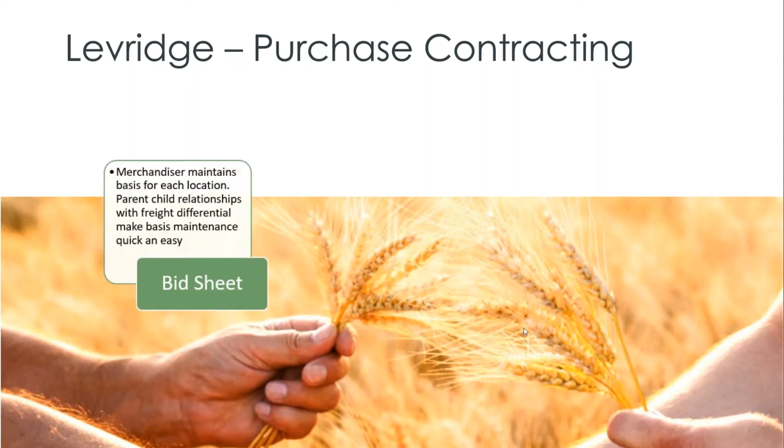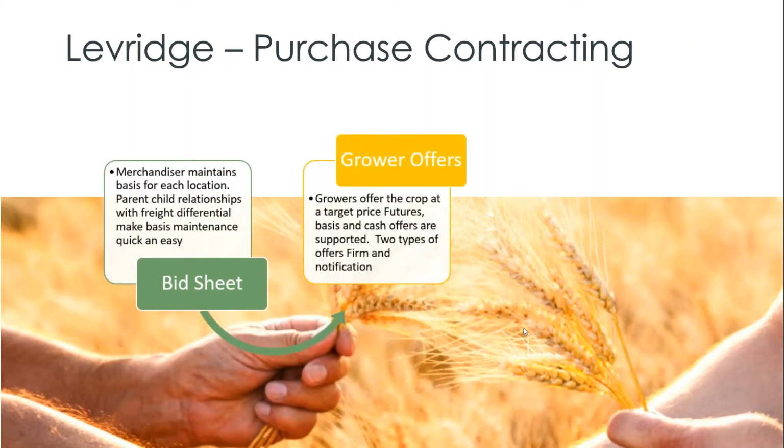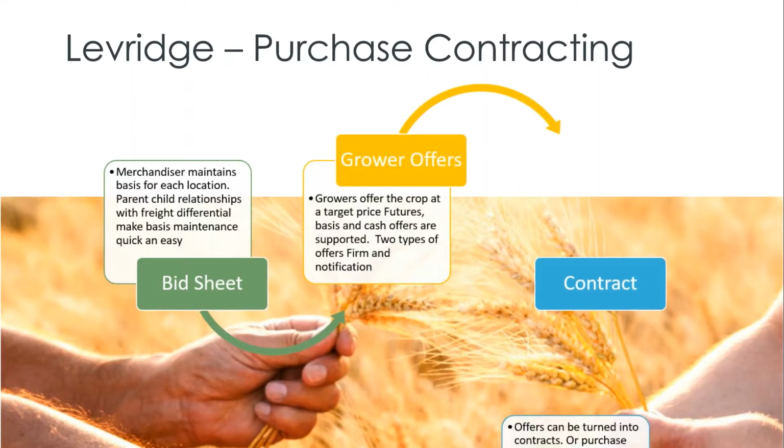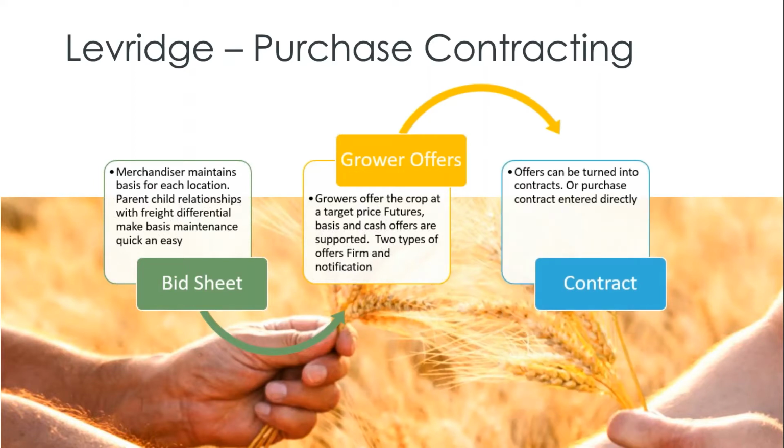It all starts with a bid sheet, and a bid sheet is a way to list the prices that you're paying for grain currently. We keep a basis at each location, and we use a parent-child relationship with freight differential to make maintaining that basis quick and easy, and we'll get a look at that today.